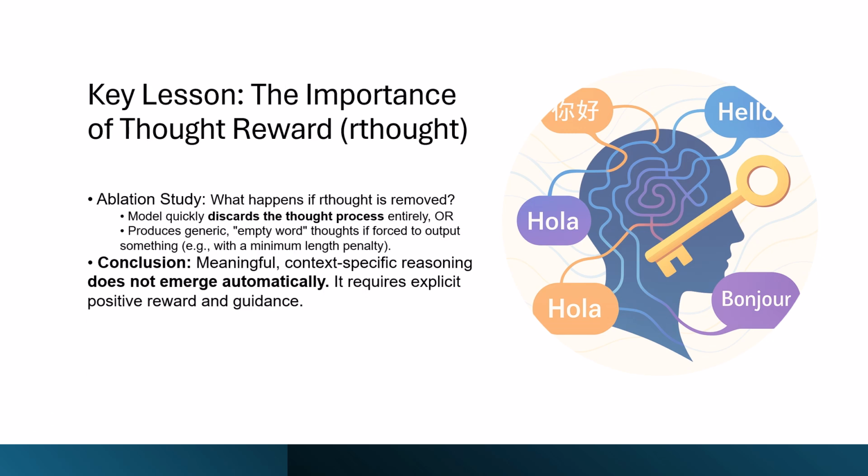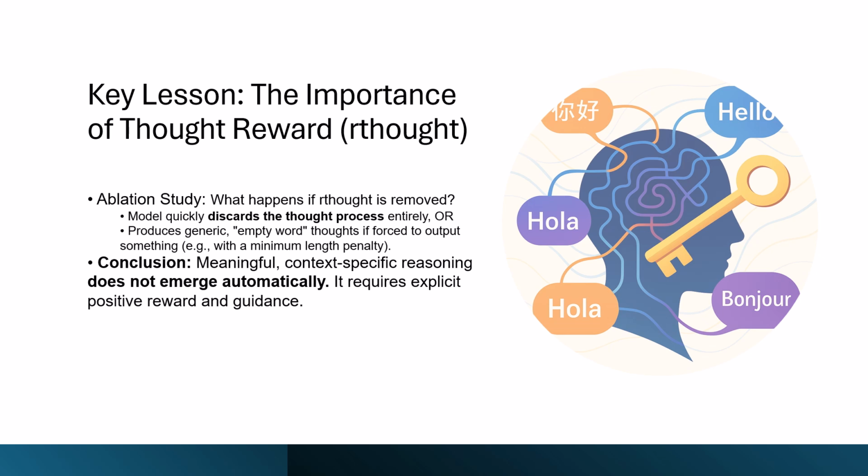So this paper also includes failure experiences or ablation studies, which show what doesn't work. One critical finding was about the thought reward. When they tried removing the reward for generating a good thought process, the model either stopped thinking altogether or, when forced to produce some thought, just came up with generic, useless phrases.